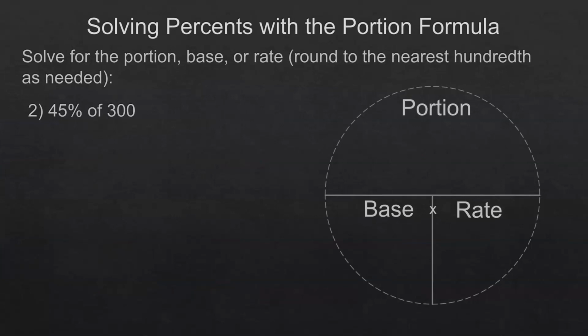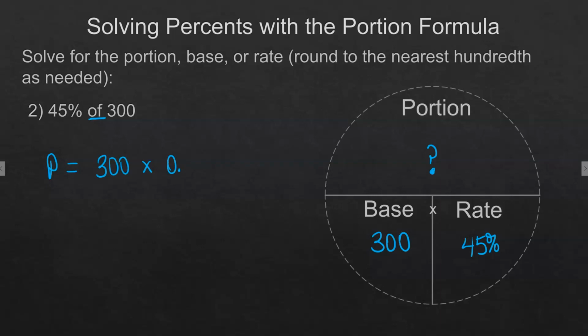All right, so this one says 45% of 300. There's that clue word "of" again, right? That means we're going to multiply my rate times my base. And so that means we would be looking for the portion this time. So the "of" is an important word to look for because that's going to help you when you're setting these up. All right, so to find my portion, I take my base times my rate in decimal form.